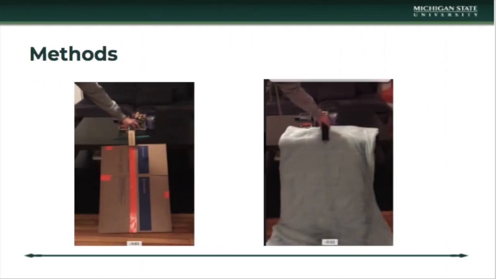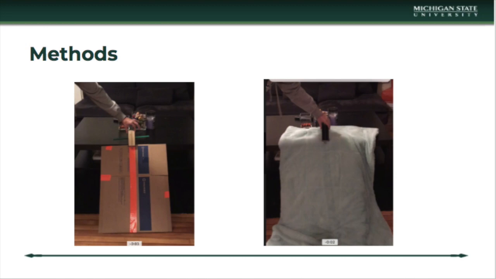On this slide, there are two photos. On the left, you can get a good look at our setup with the cardboard and the table making our ramp. The photo on the right shows the ramp covered with a blanket. You can see how we changed the material but kept the ramp constant.